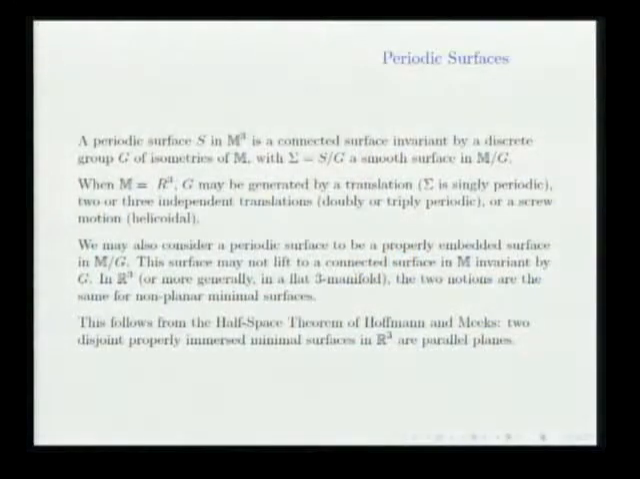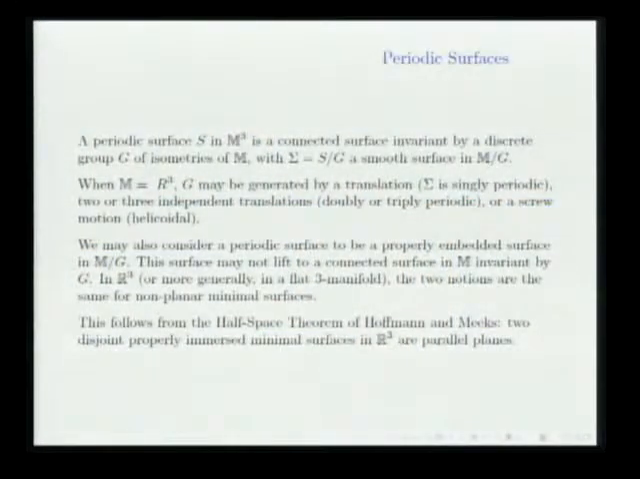The classical case that much work has been done on is flat three-manifolds, R3, and the group is then generated by one translation, a singly periodic minimal surface, two translations, three translations, or a screw motion. One can imagine a helicoidal surface. So the kind of groups that give rise to periodic surfaces in R3 are these translational groups and screw motion groups as well.